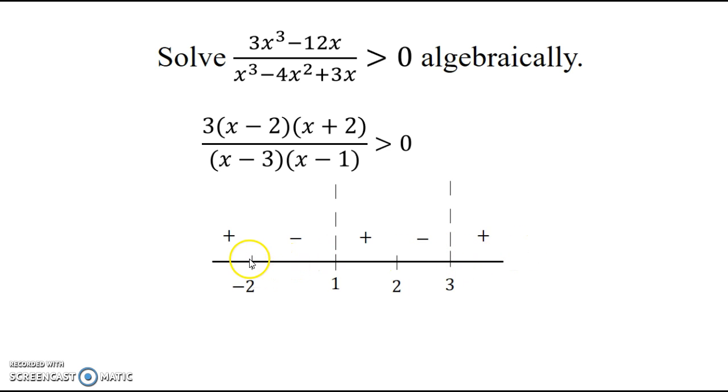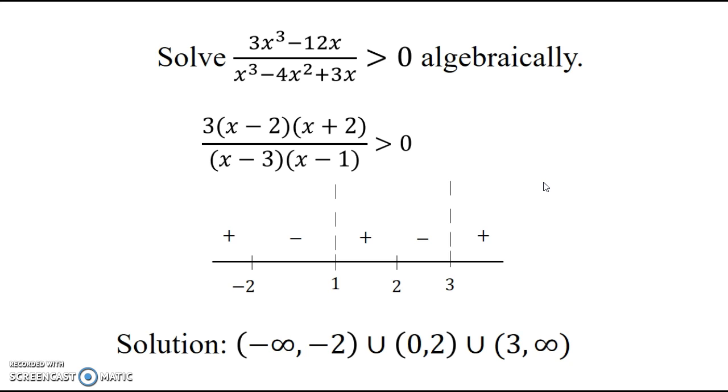Now, am I going to include negative 2? Or am I going to include 1 and 2? Or am I going to include 3? What do you think? Good. You're right. We're not going to include them because it wasn't greater than or equal to. It was just greater than. So here's my final answer.